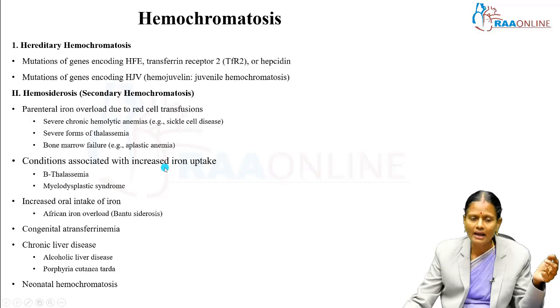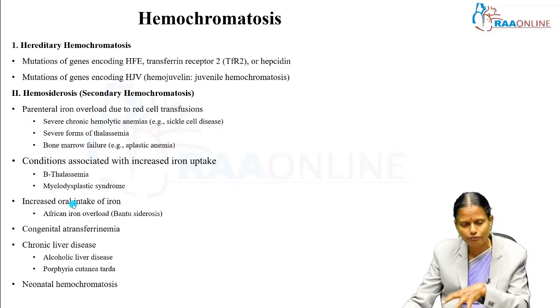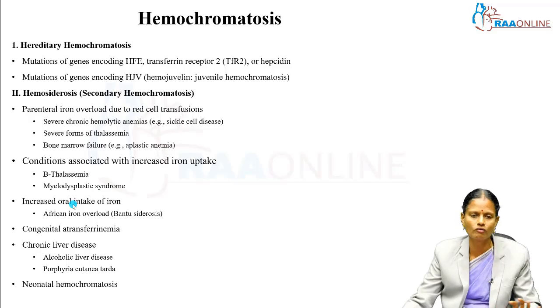Conditions with increased iron uptake include, again, beta thalassemia and myelodysplastic syndrome. Increased oral intake is quite an interesting one. In certain African countries, people regularly cook in iron utensils, which causes increased secretion of iron into the food itself, which leads to iron overload, and this goes by the name Bantu siderosis. Congenital atransferrinemia, again a receptor abnormality, and chronic liver diseases are other causes.